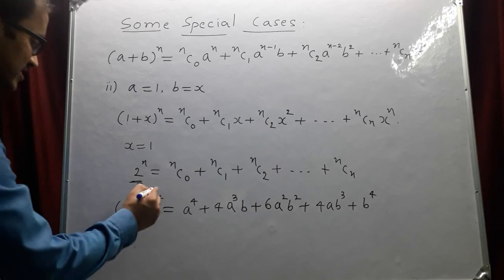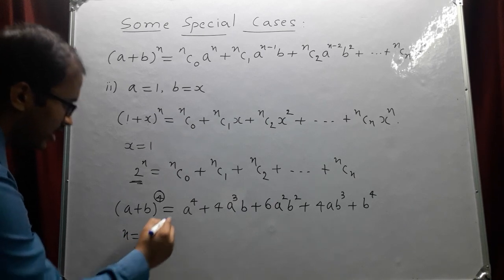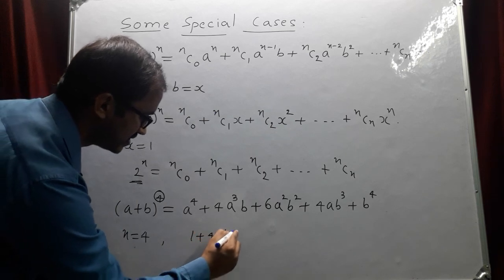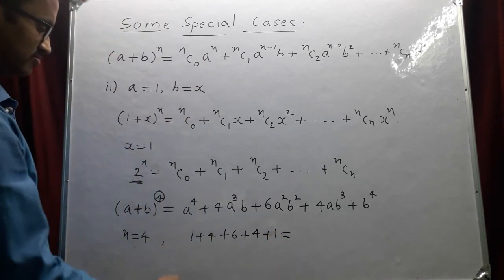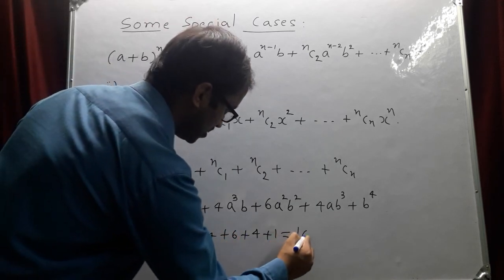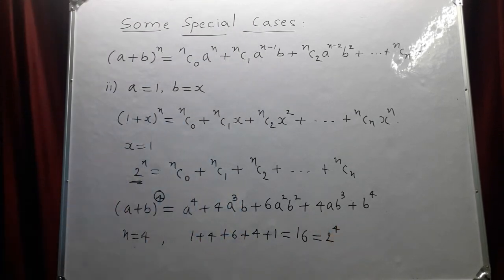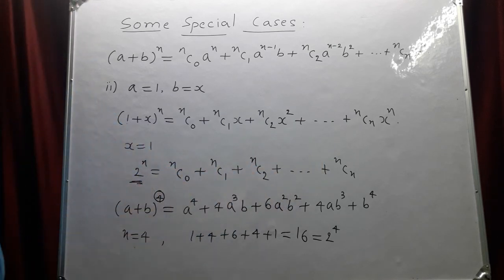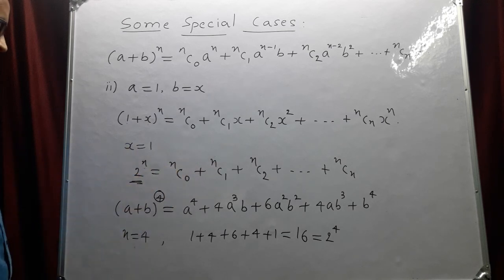Here the index is how much? The index is 4, so the n value becomes 4. If you add all the coefficients, how much? Here 1 plus 4 plus 6 plus 4 plus 1. That is 5, 10 plus 6 is 16. So this is nothing but 16, which can be written as 2 power 4. So for any index n, if you add the coefficients, the sum of the coefficients will be a power of 2.